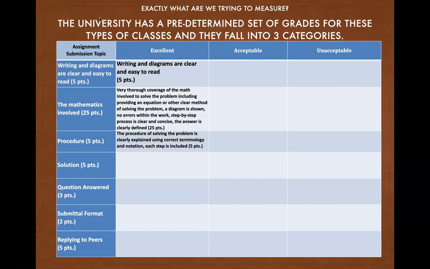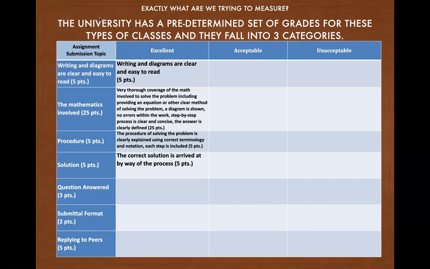Each step is included. Now, you could probably make the argument here that there might be a little bit of overlap with this compared to the step before this, the mathematics involved. And that might be a good argument, and so we'll see how that develops as we look at this rubric further down in the course here.